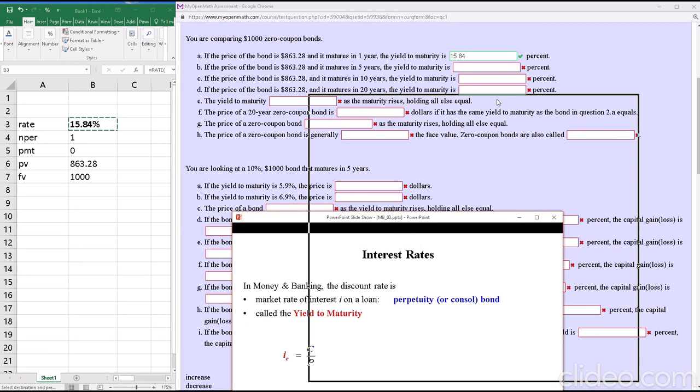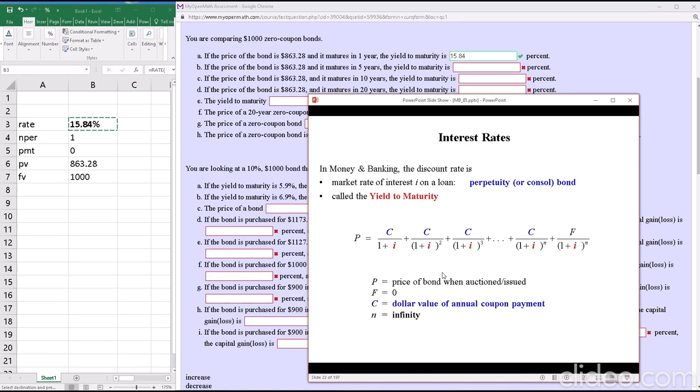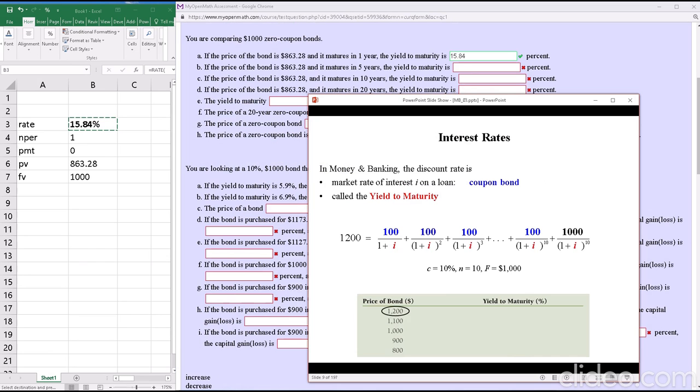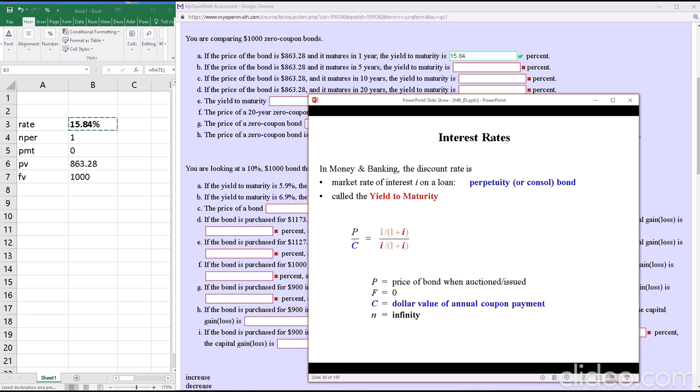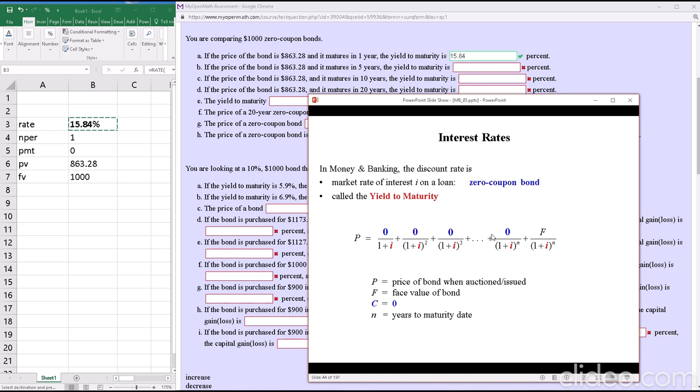So this is a zero coupon bond. In a zero coupon bond, we can use this equation, which we did. We want to find the rates. We're solving for I, the red letter, given the price of 863.28, the coupons all being zero, right? The maturity being one, and the face value being 1,000. Now remember, we plug in zero here, which is what Excel does. You're left with just this. But then n is just equal to 1.